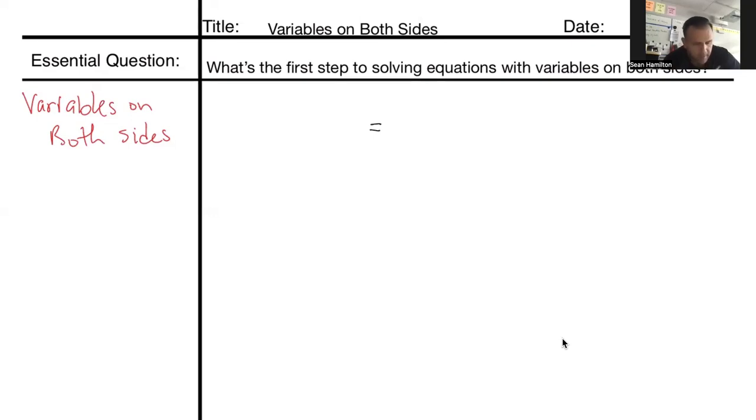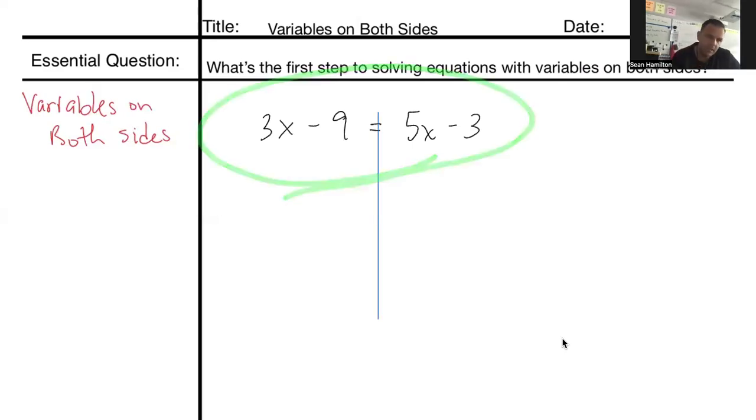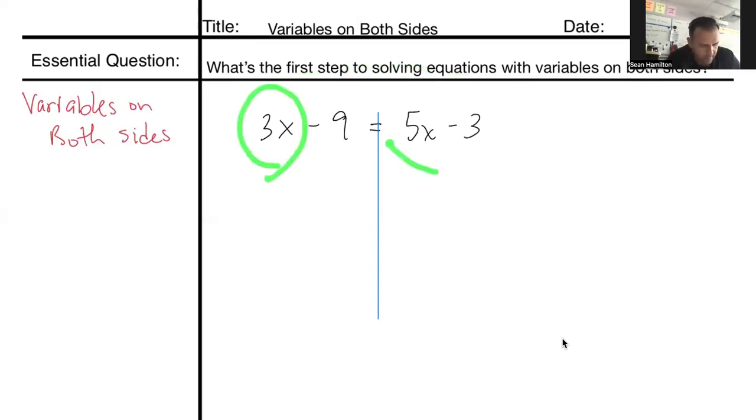and there'll be some x term over here, let's say a 3x, and let's put a -9. And there will be some terms on the other side, let's say 5x minus 3. So we'll draw a line down the equal sign. Now this here, when you see this, your eyes should tell you something. I don't just have one x, I have two x's.